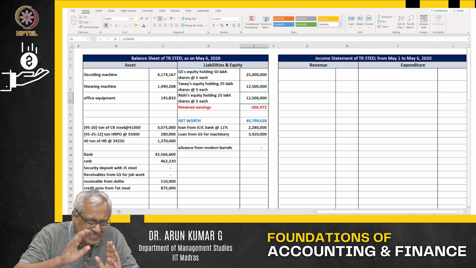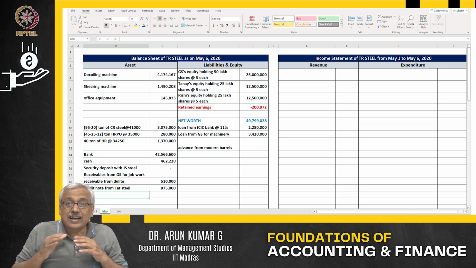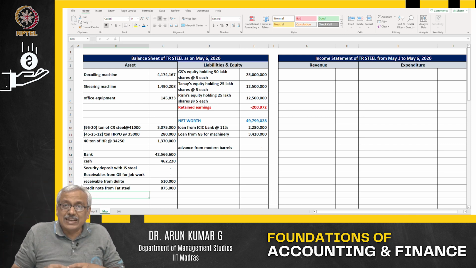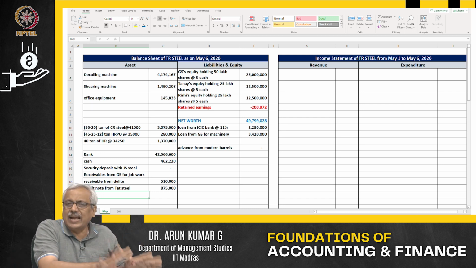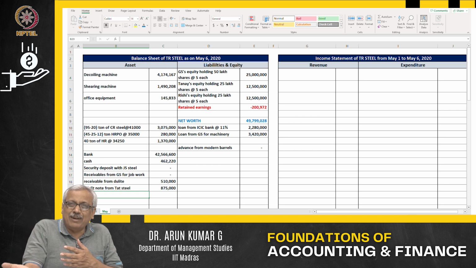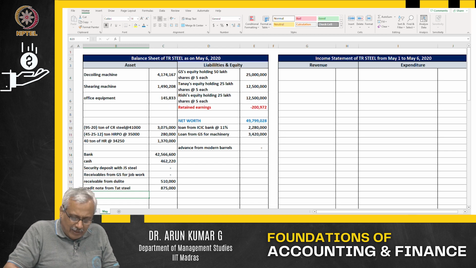So what happens? His capital remains the same. Now the company has given a loan to Tanai. The company has given its money to Tanai, so the bank balance would have reduced. Tanai is liable to pay money to the company, so the company is eligible to get money from Tanai. So, loan to Tanai.